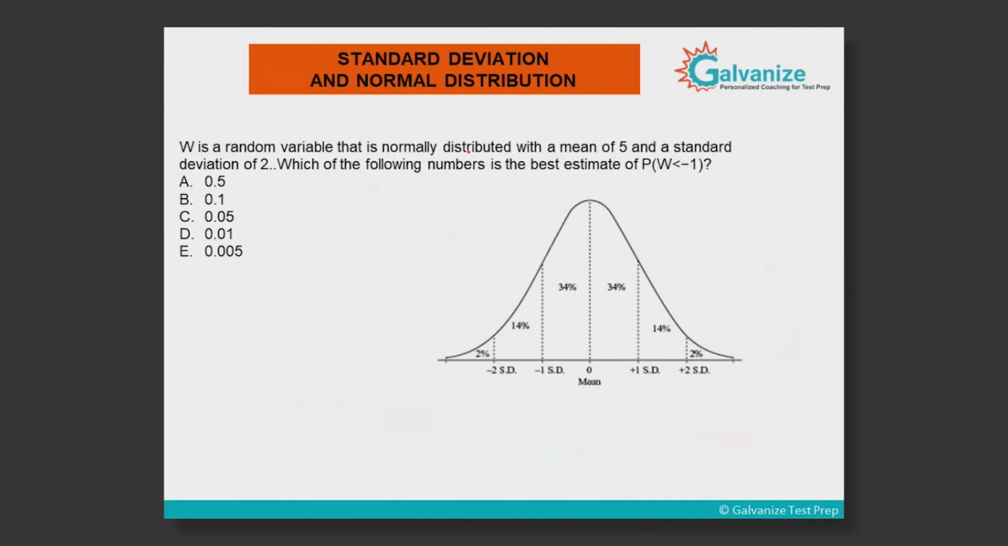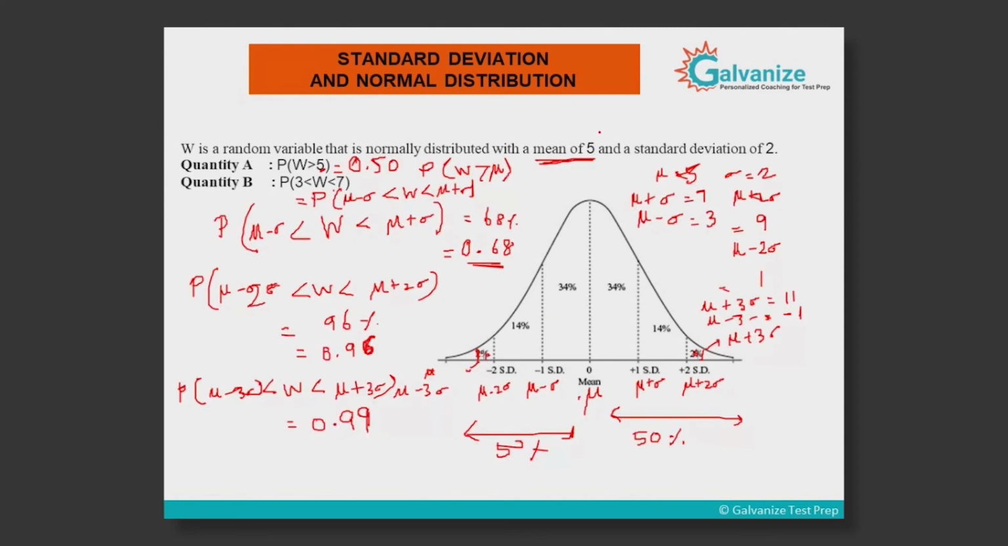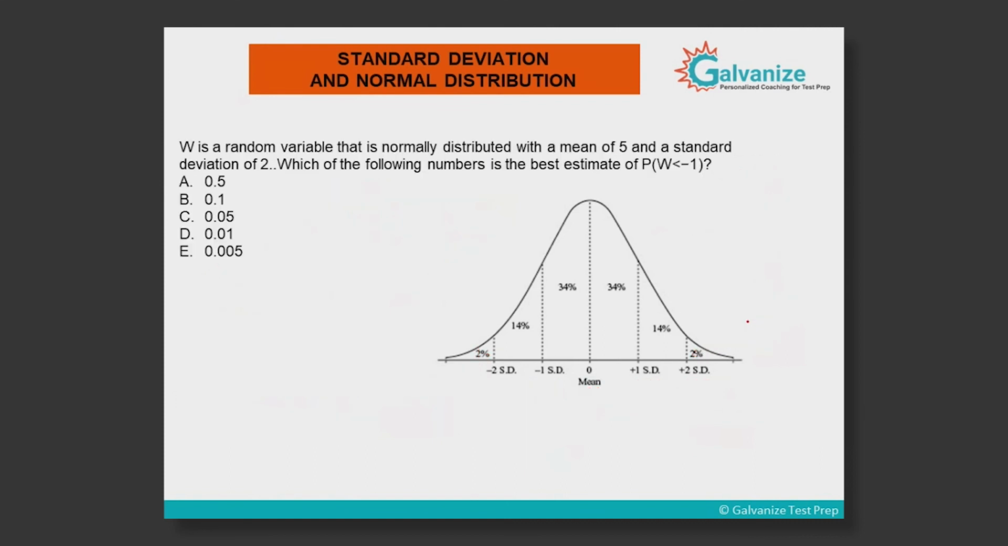W is a random variable that's normally distributed with a mean of 5 and standard deviation of 2. Which of the following numbers is the best estimate of P of W less than minus 1? As you had seen in the previous question, it's the same question, but the values are different. The mean is given to be 5 and standard deviation is 2. With this, minus 1 is mu minus 3 sigma. The question is P of W less than minus 1, which is P of W less than mu minus 3 sigma.